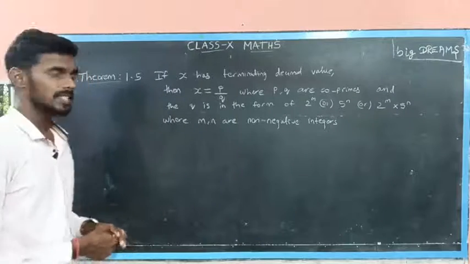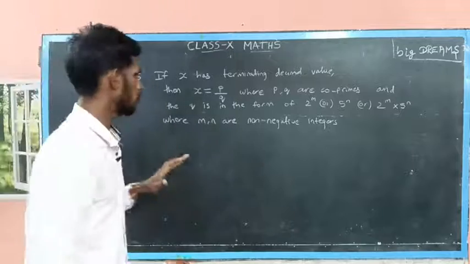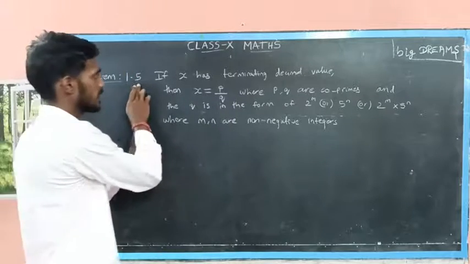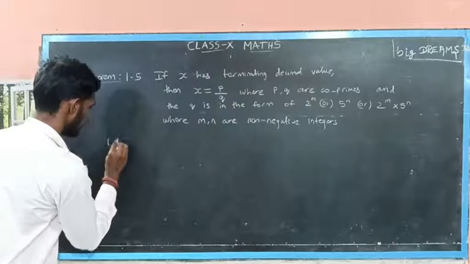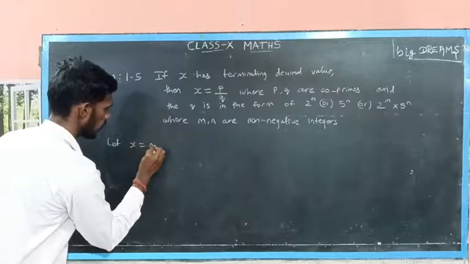So students, we conclude the theorems given in the textbook. Theorem 1.5 states that if x has a terminating decimal value, for example, let x is equal to 0.4.